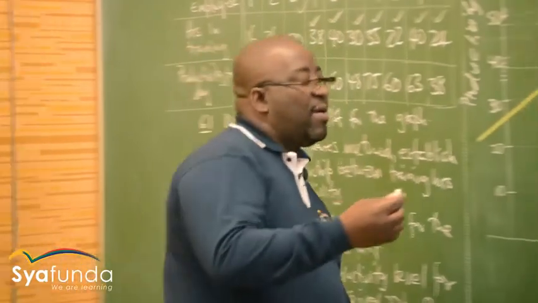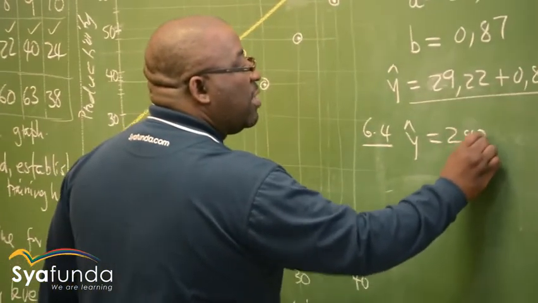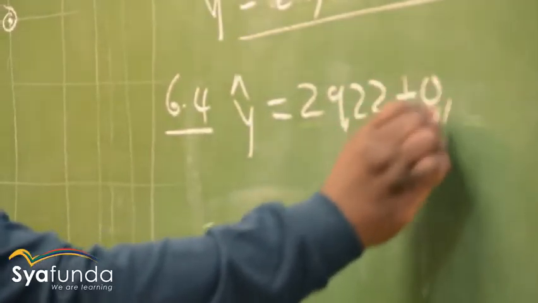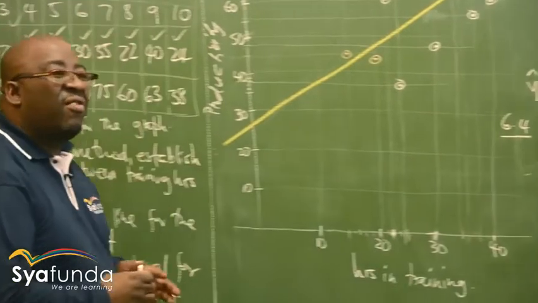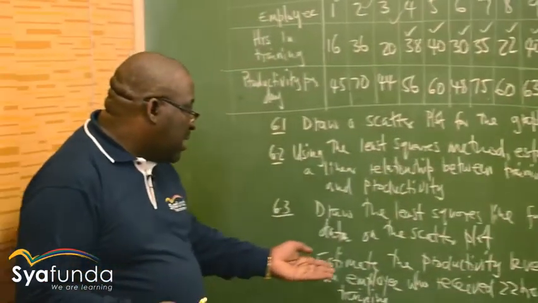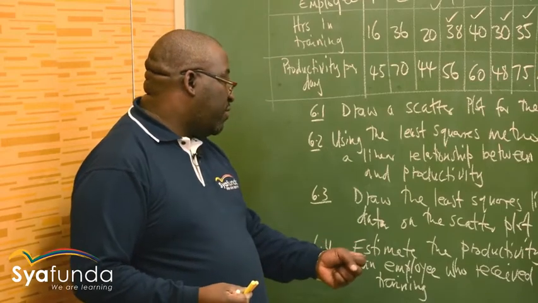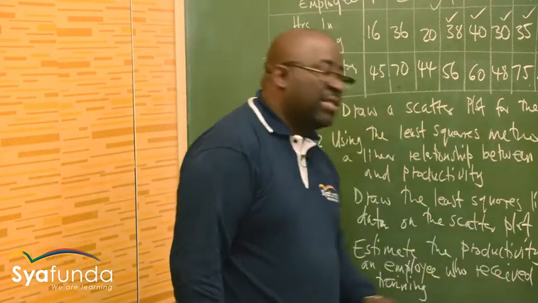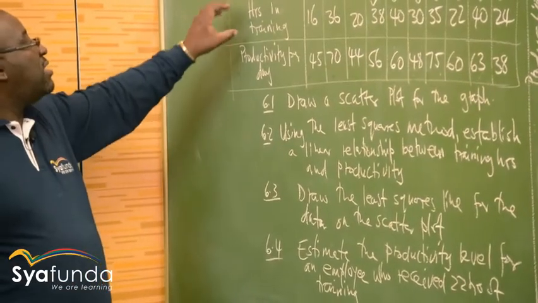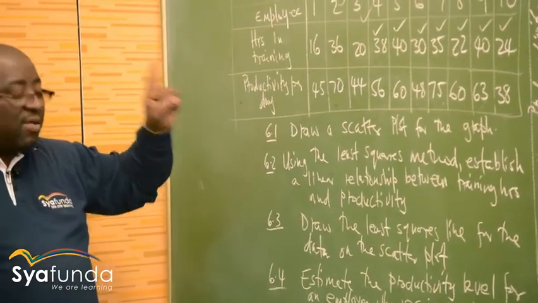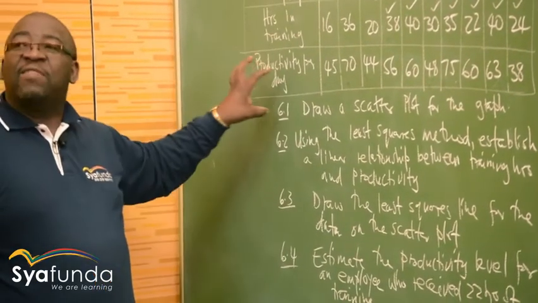What is our graph? Our graph is Y bar equals 29,22 plus 0,87x. What is it that we are looking for here? Estimate the productivity level for an employee who received 22 hours of training. What is this 22 hours? It is the value of x. So in other words, they want the productivity, which is y, but they give us the value of x.